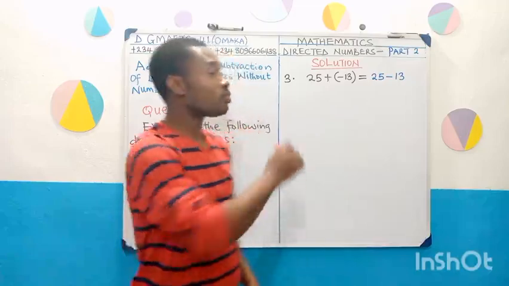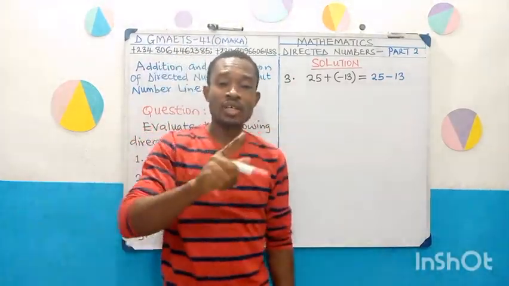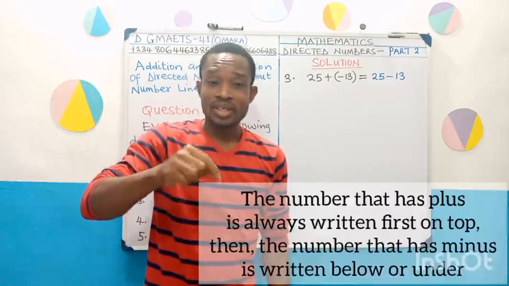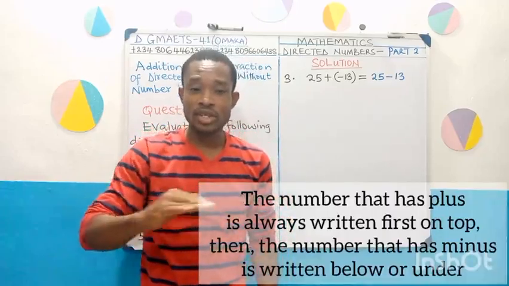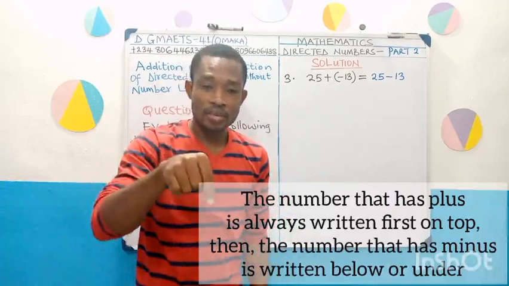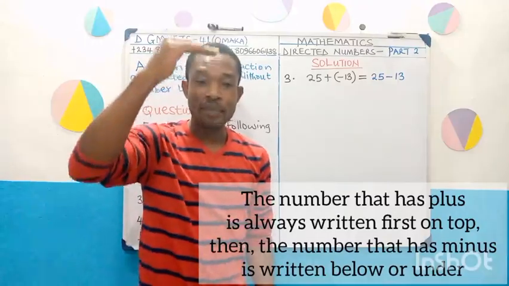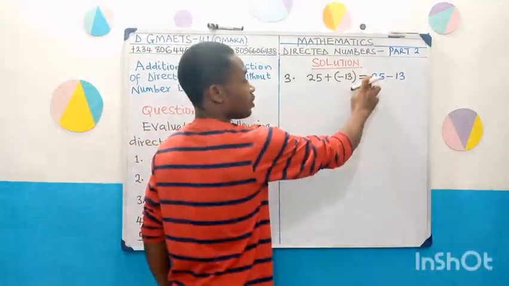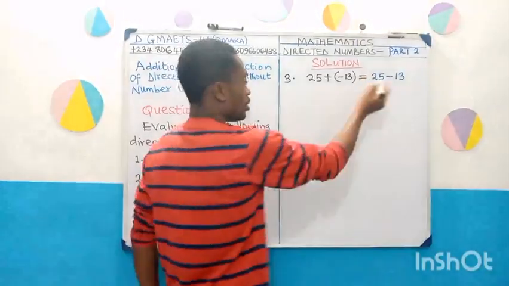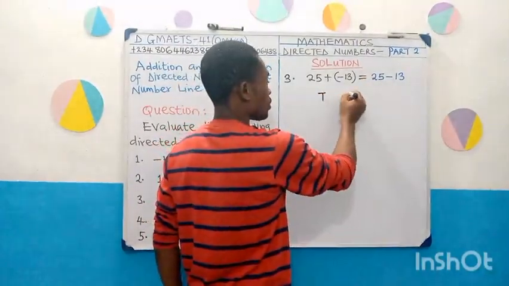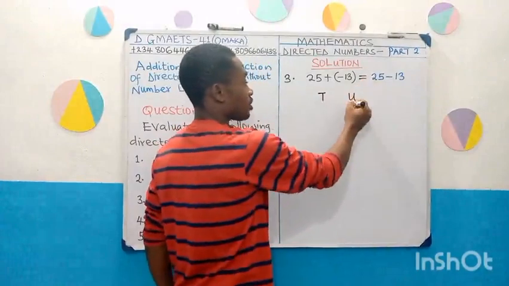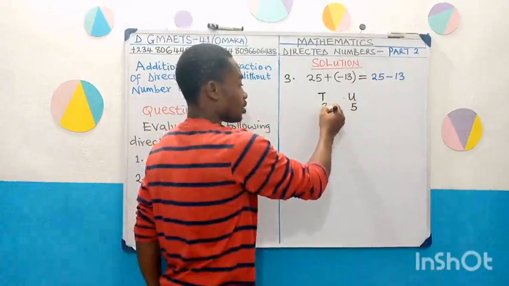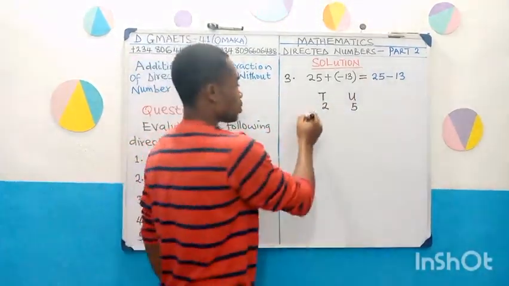So this is what you do when you have a problem like this, where one of them is plus, the other one is minus. You can put this down. The number that has minus is always written below. The number that has plus is written above when you want to do the addition or the subtraction. So let us see. This is 25. It is plus, so it will come first. These are two-digit numbers still, so we are going to have tens and units. This plus 25 will come first. 5 will be written under units, it's a unit place value. This 2 is under tens. Then I will put minus.